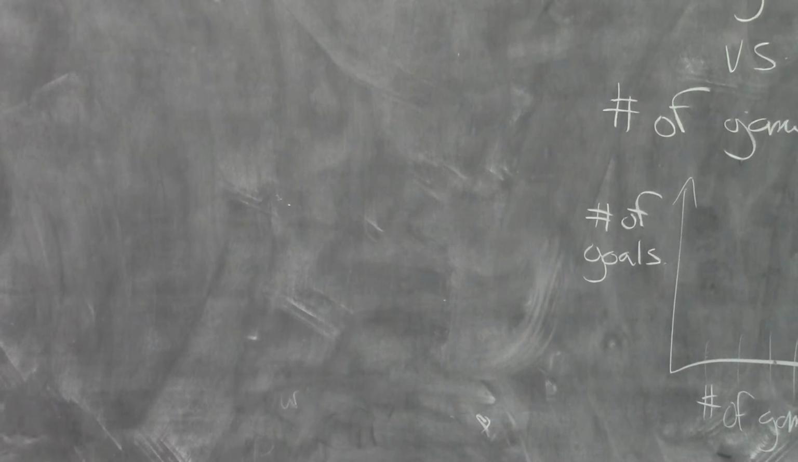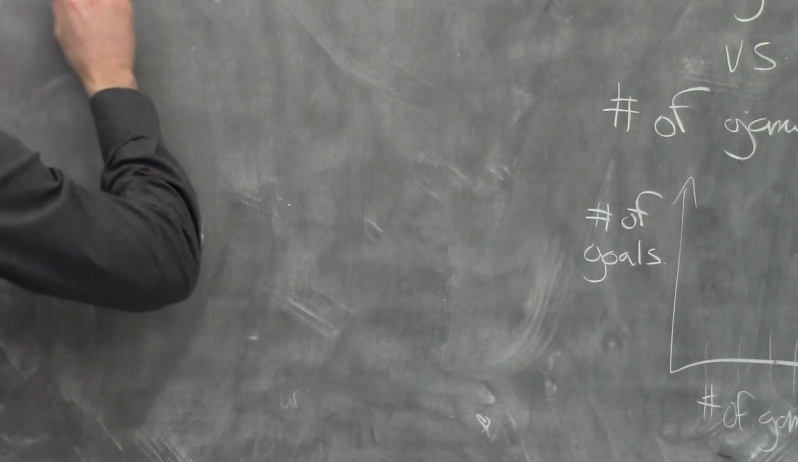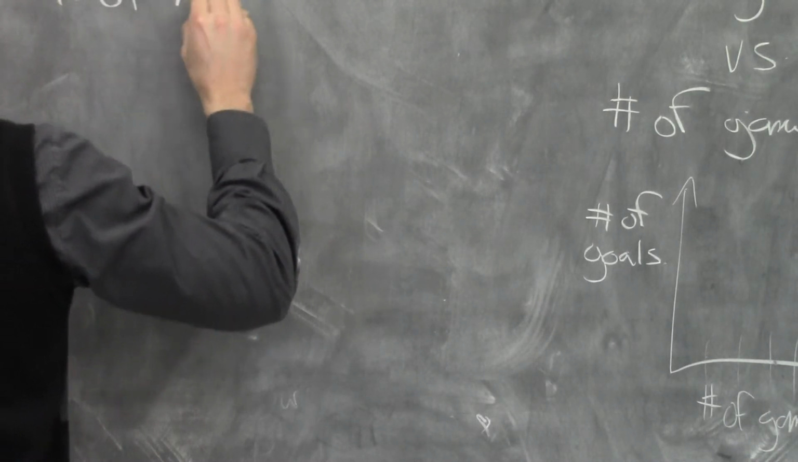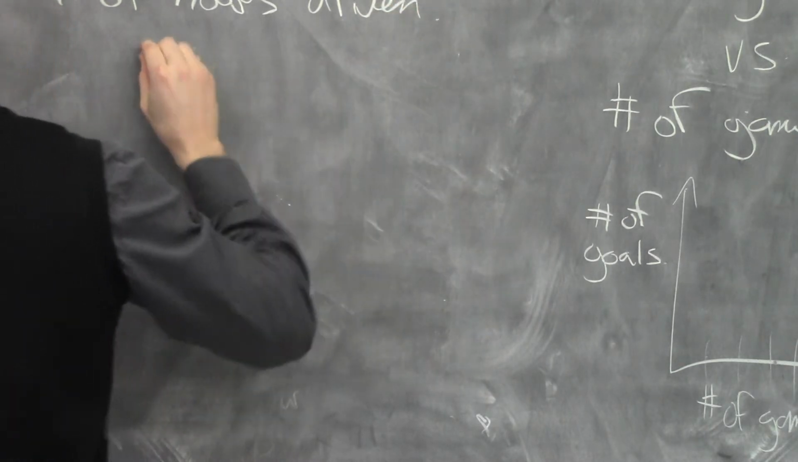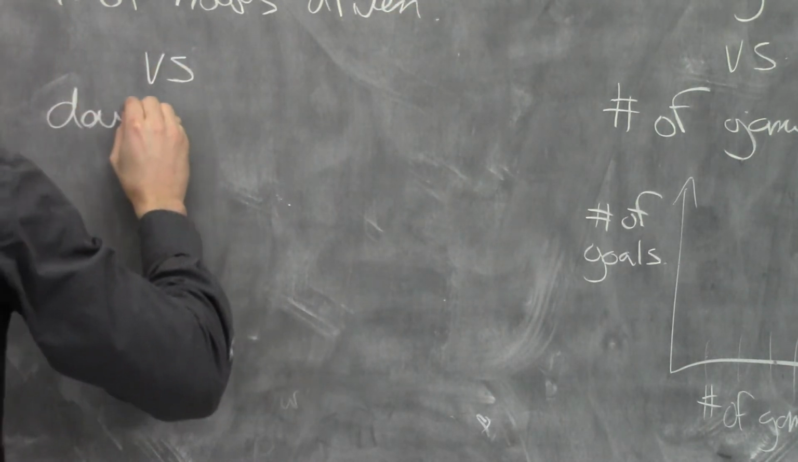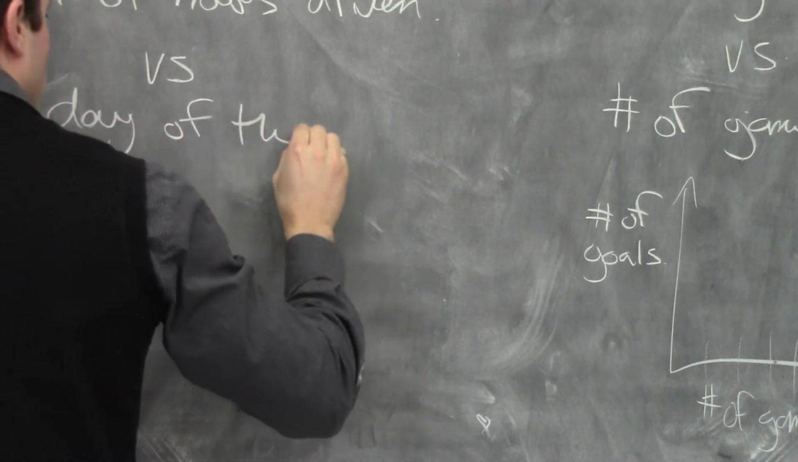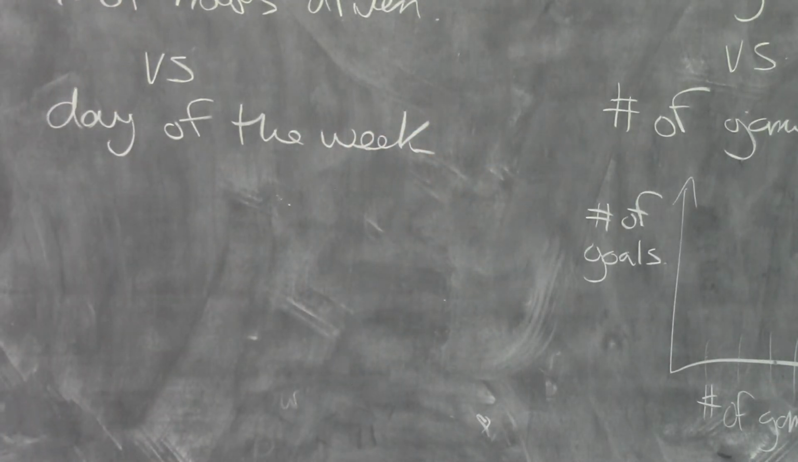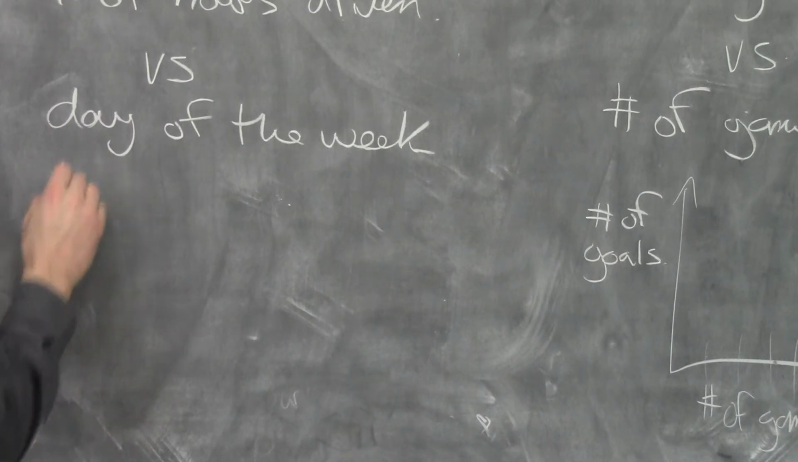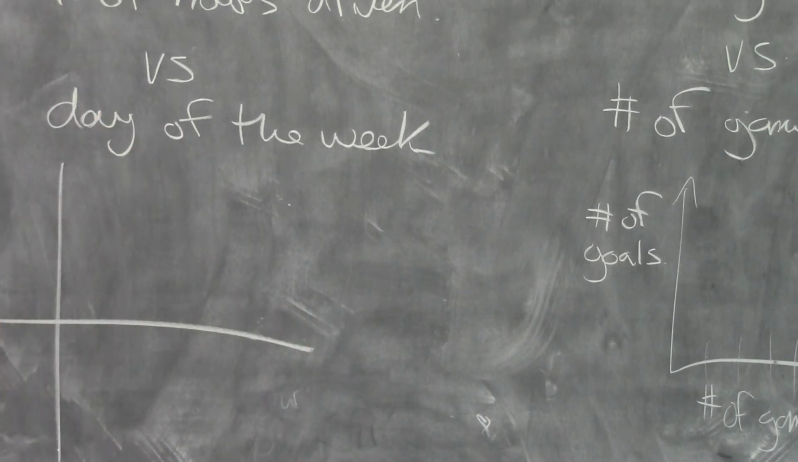Yeah, so the amount of time it takes to get somewhere. So say you were doing a study of how long it takes to get to work in the morning. Okay, so you have number of hours driven versus day of the week. Okay, so in this case, time is your dependent variable.